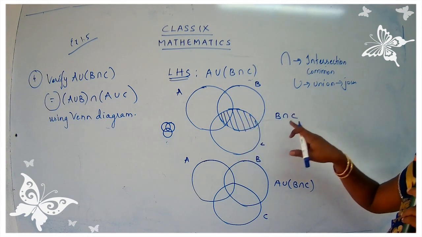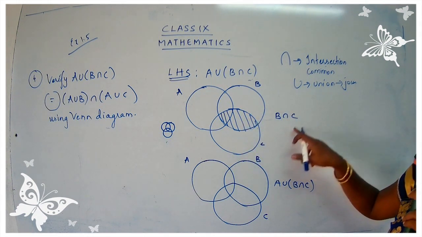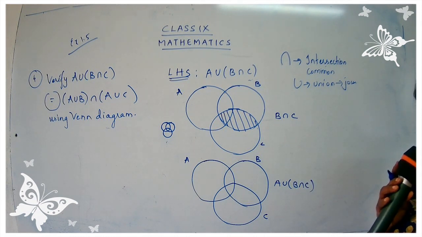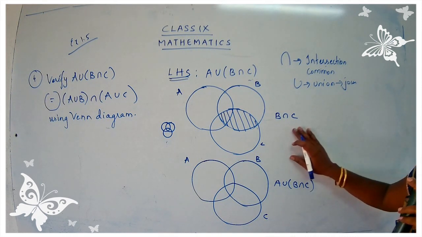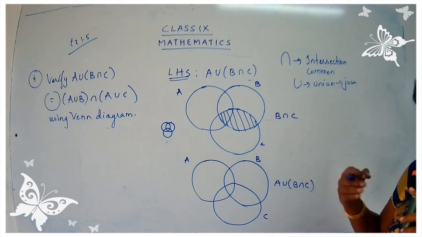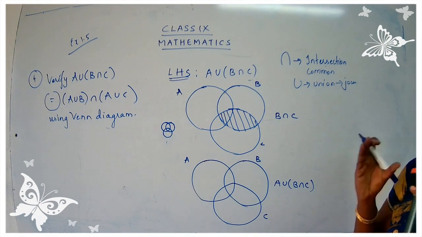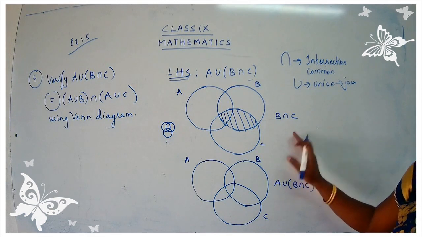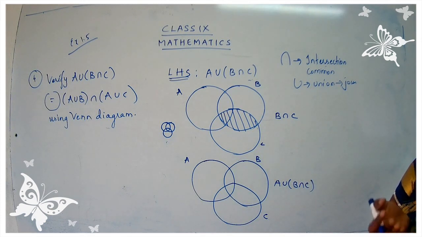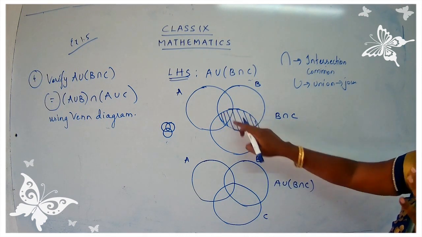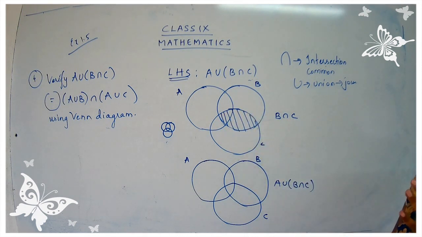Again, I just repeat, this is a very important type of question. You have to be thorough with this type of question so that your Venn diagrams will be clear. You have to get a clear idea of Venn diagrams. So just understand the concept carefully. I am repeating some of the steps again and again so that you will be clear with that concept. Okay, children, so what is B intersection C? B intersection C means the common part of B and C. I have shaded the common part.